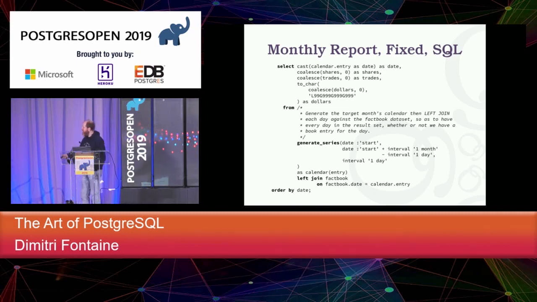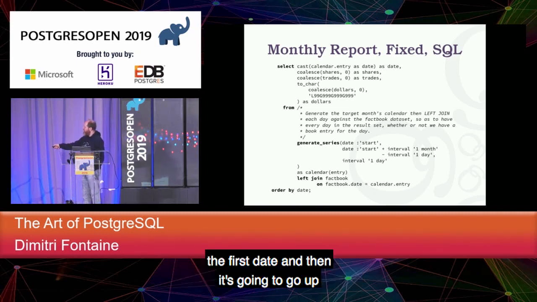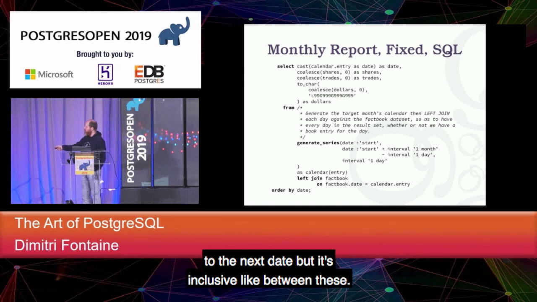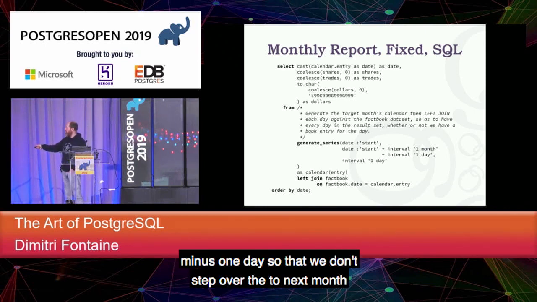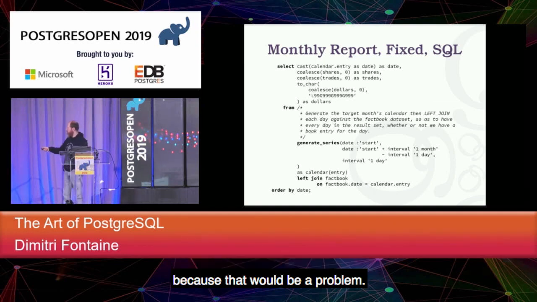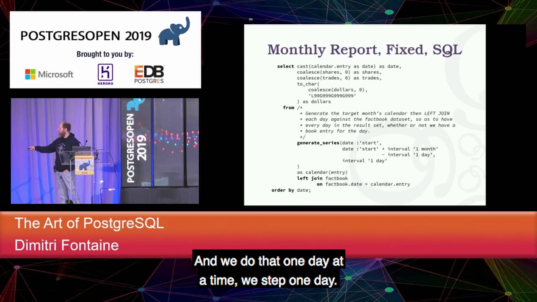Okay. And it's going to begin with the first date, and then it's going to go up to the next date, but it's inclusive, like BETWEEN is. So we say we go up to 1 month plus 1 month minus 1 day, so that we don't step over to the next month, because that would be a problem. And we do that 1 day at a time. We step 1 day.